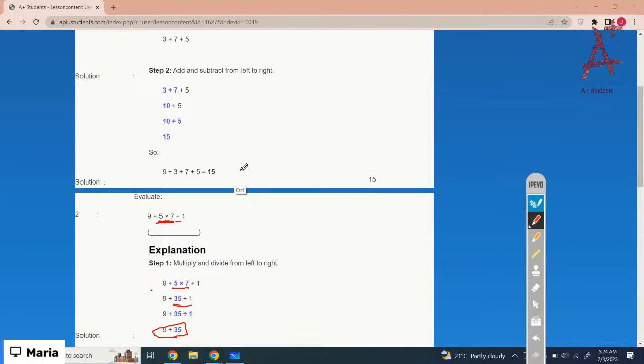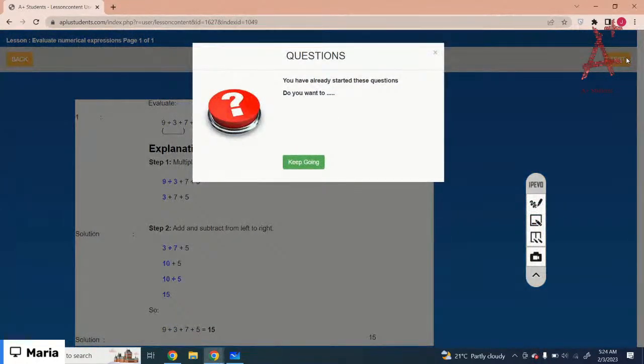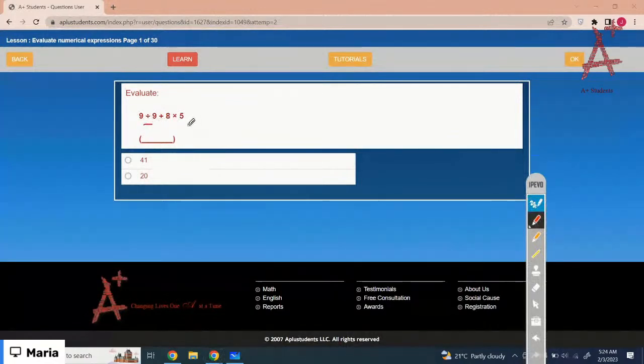Okay, let's just start with the test questions. Okay. Now just look at the question. You have division and multiplication, but you have to do from left to right. So first of all, we have to perform the division. Got it? So 9 divided by 9 is 1. Just write down the rest of the question as it is.